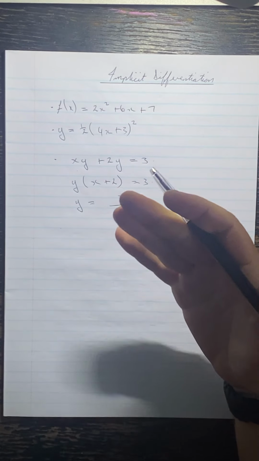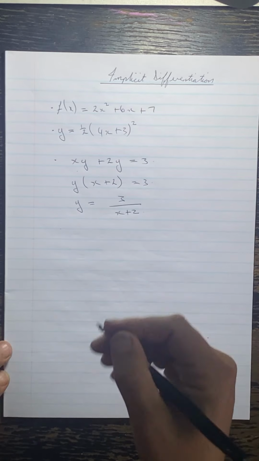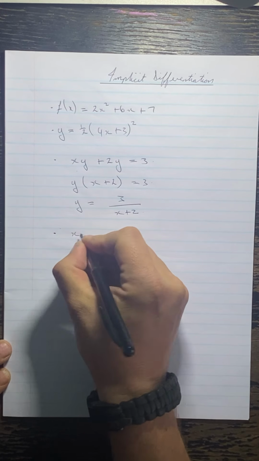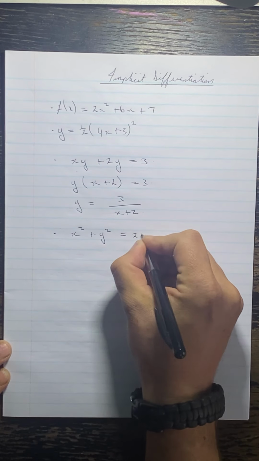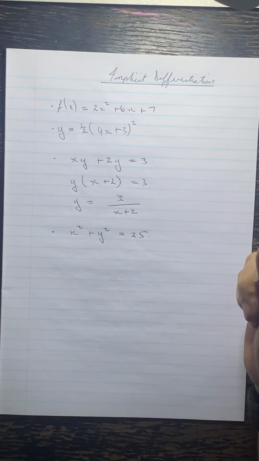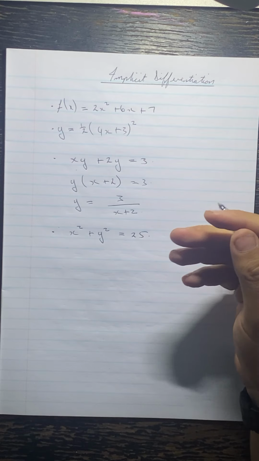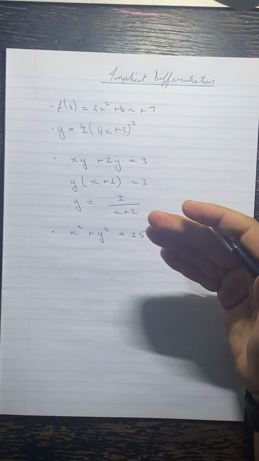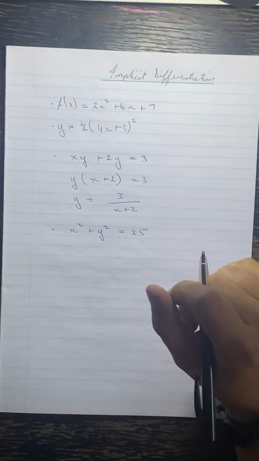But sometimes it's a little bit difficult to get this one variable on its own. For example, if we have something like x squared plus y squared equals 25. Yes, I know you can see that it won't be too difficult to get the y on its own, but with higher order cases, it could be a little bit more difficult, especially when there's a whole heap of other y's in there and things like that.